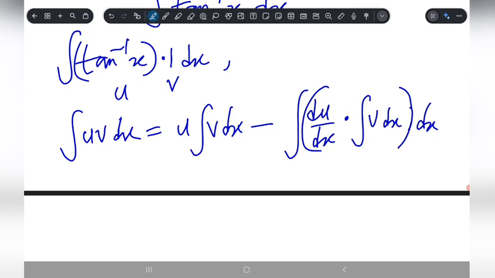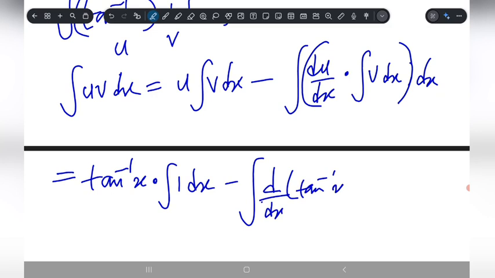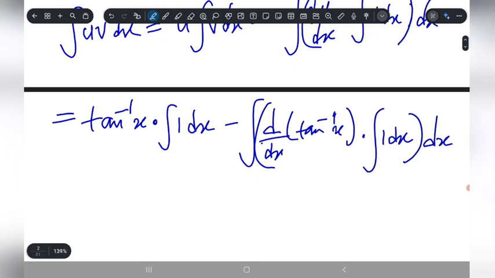Let's try to substitute. What is the value of u? u is arctan x, and v is 1. The integral of v dx is the integral of 1 dx, minus, now integrate: we differentiate arctan x and multiply by the integral of 1 dx, all total dx.